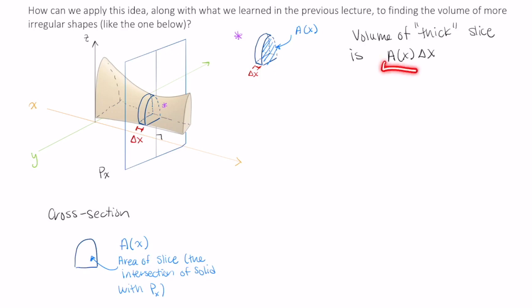This is the area of this cross section of this shape with this plane, and this is the thickness of our thick slice. Okay, so this is helpful, but what I really want to do is find the volume of this entire shape.